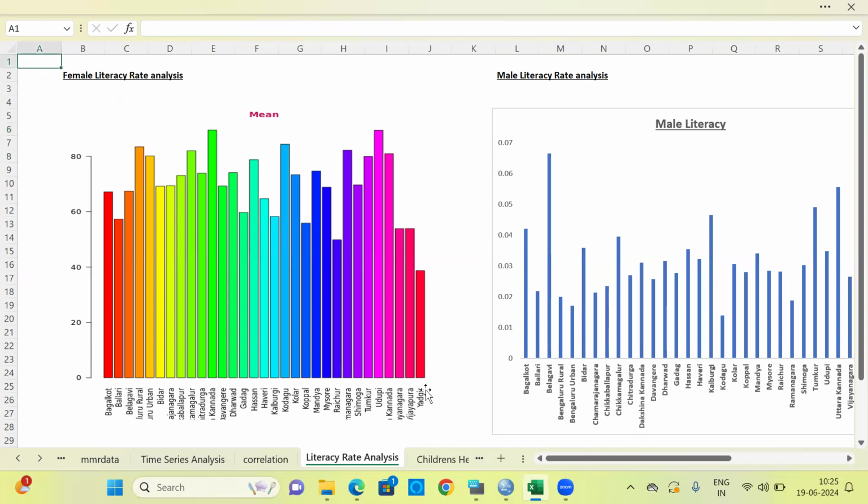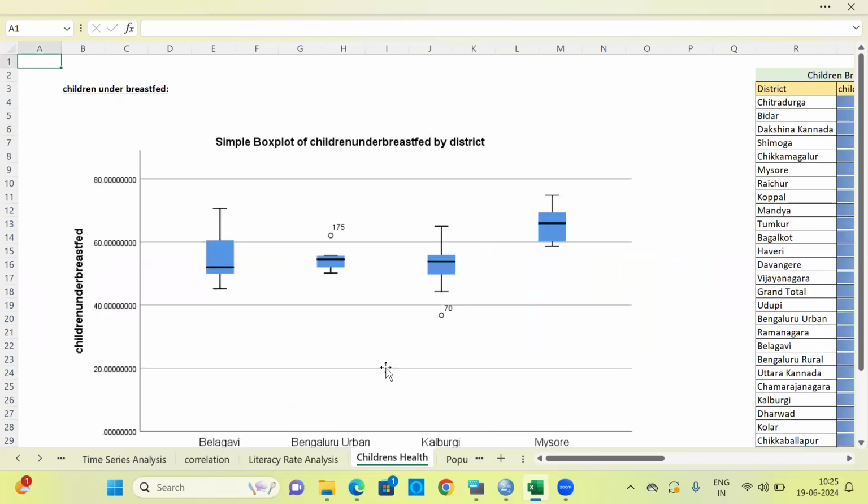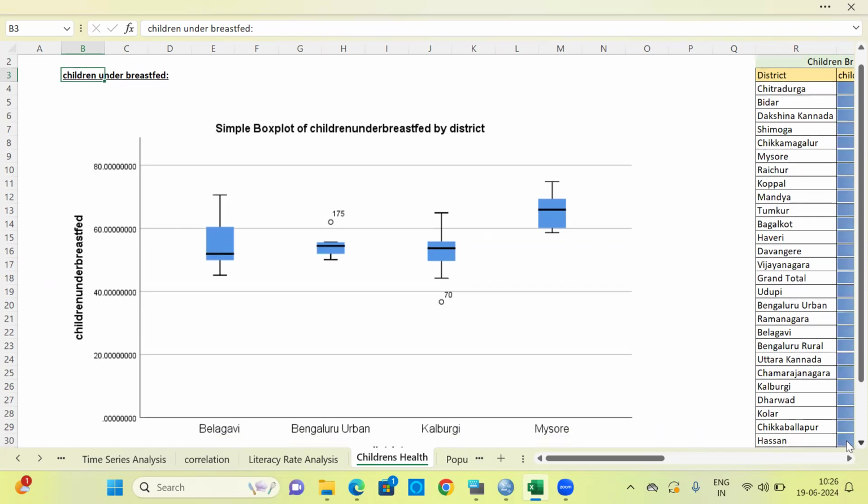Let's now proceed to look at the next set of data. What I have done here is to study children health. As we are aware, the different districts of Karnataka are put in 4 major administrative divisions. The first metric that I'm trying to study here is children who are under breastfed. I've taken the percentage of children who are under breastfed on the y-axis and the 4 different headquarters, that is Belgavi, Bengaluru urban, Kalburgi, and Mysuru along the x-axis.